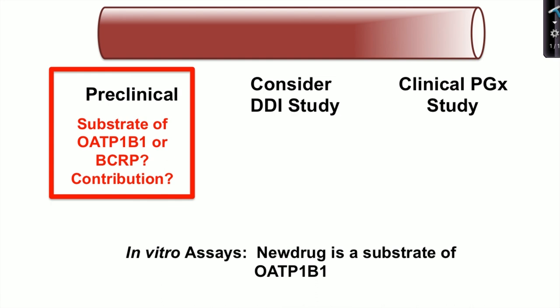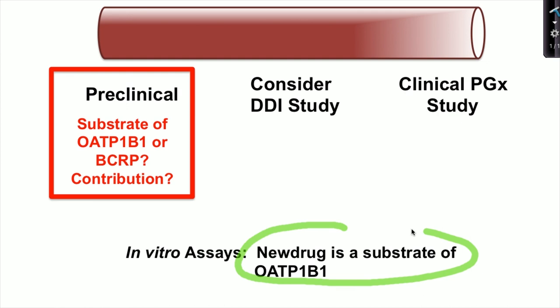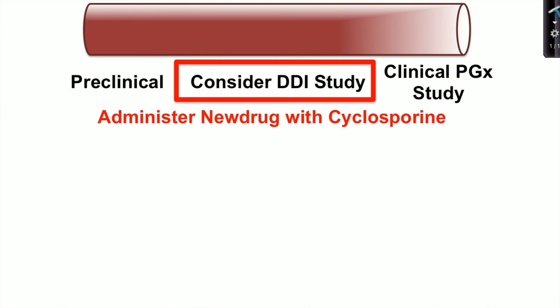So let's start with the preclinical studies. If you want to know whether to do a pharmacogenomic study related to OATP1B1 or BCRP, the first thing to ask is whether your drug is actually a substrate of OATP1B1 or BCRP. So do an in vitro assay in a transfected cell line expressing OATP1B1 or BCRP and ask whether it's a substrate of the transporter. If it is a substrate, then you move on. If it's not a substrate, or if it's a weak substrate and you don't feel that transporter is contributing a lot to the disposition of your new drug, you may not consider a pharmacogenomic study.